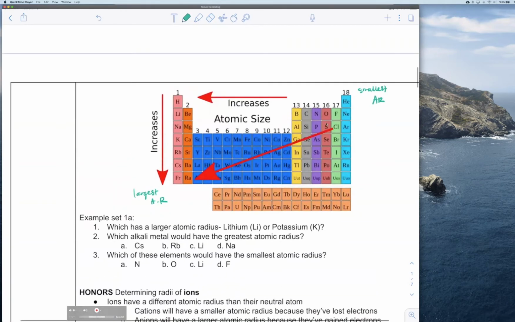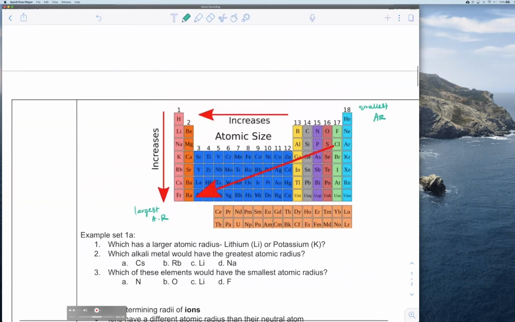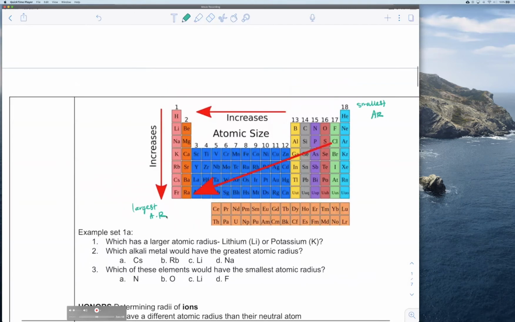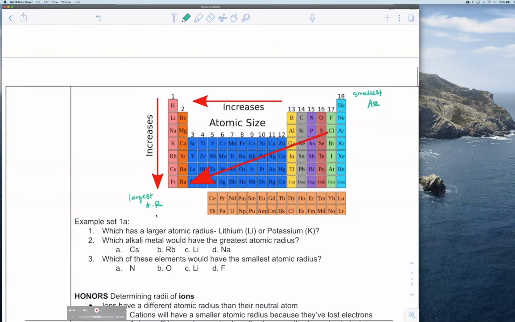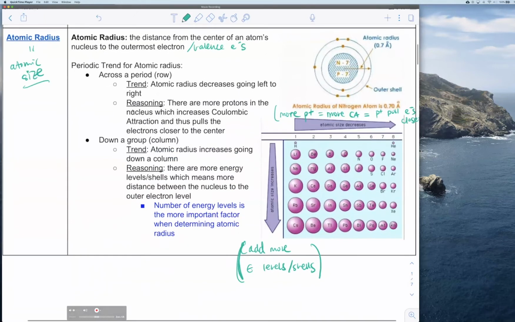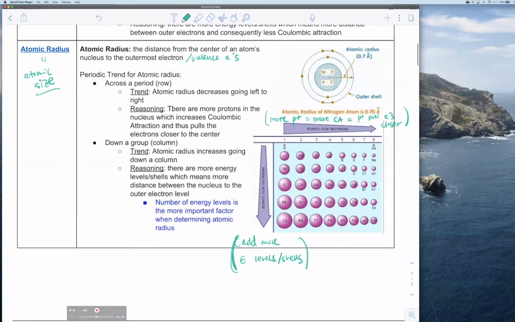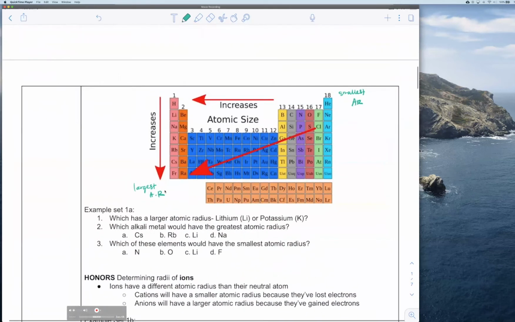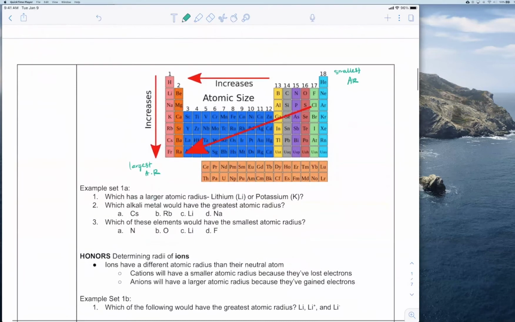And again, if you're the type to just memorize this, you can just memorize one of the corners. I usually just memorize the largest corner. So I just memorize that atomic radius is largest here, and whatever element is closest to this corner would have the larger atomic radius. But especially if you're taking AP Chem, I would say it's more important to memorize the reasoning why, not so much where it is, because that'll help you more. But up to you on what you want to do.